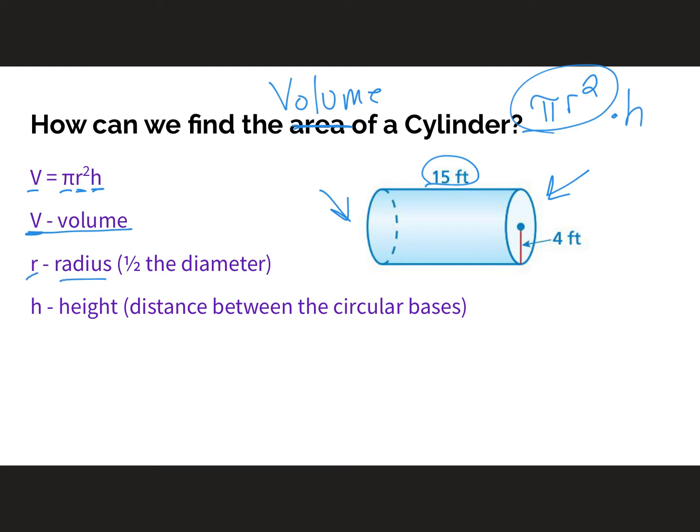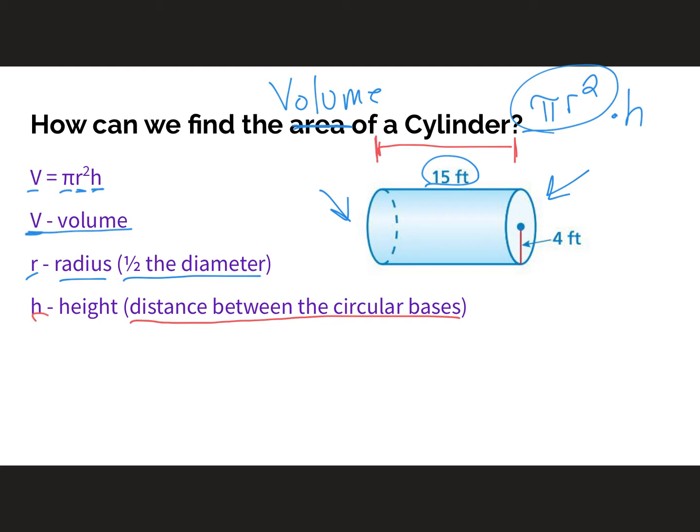R is our radius. Remember that the radius is half of the diameter. The radius is from the center of the circle to the edge. Sometimes they will give you the diameter, which is the distance all the way across. You need to watch that. If they give you the diameter, you need to find the radius. Finally, you have the height. Notice that the height is the distance between the circular bases. On this one, the height is the 15 because even though it's not actually going up, the height is the distance between the two circles.